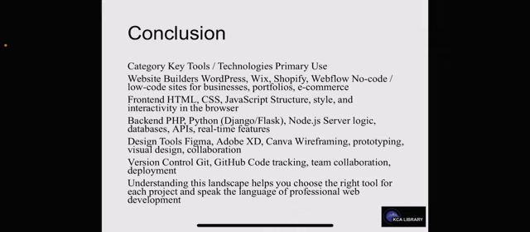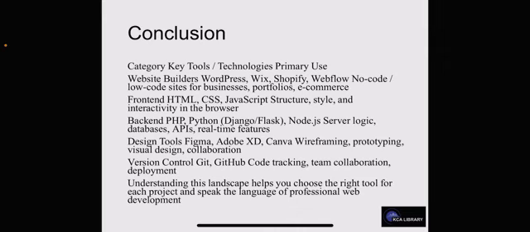We also looked at the front end, HTML, CSS, JavaScript: structure, style, and interactivity in the browser. We also looked at the backend: PHP, Python with Django or Flask, Node.js, server logic, databases, APIs, real-time features. And we also looked at design tools, Figma, Adobe XD, Canva: wireframing, prototyping, visual design, collaboration. And we have also looked at version control, Git and GitHub: code tracking, team collaboration, deployment.